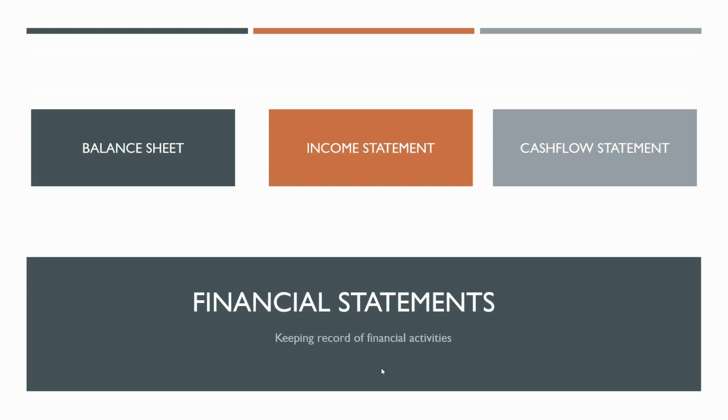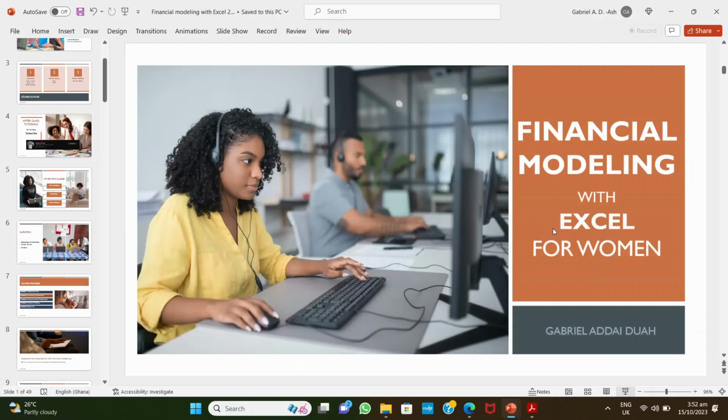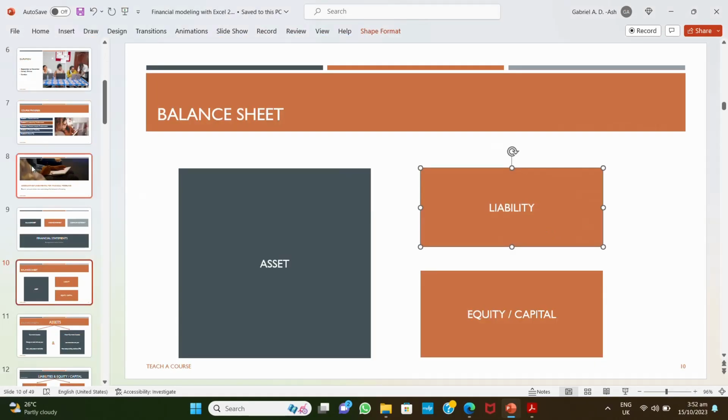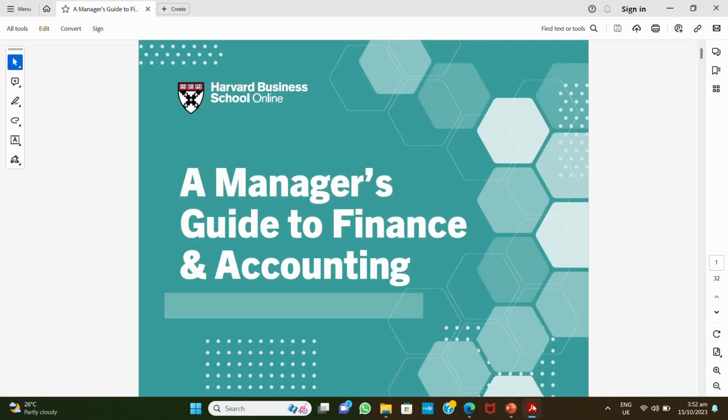Accounting professionals and financial professionals have statements that they use in their department. Today we'll be focusing on three of those statements, and these financial statements are used for recording financial information. One is the balance sheet, the other one is the income statement, and we have the cash flow statement. There are others, but we will be focusing mainly on these three.